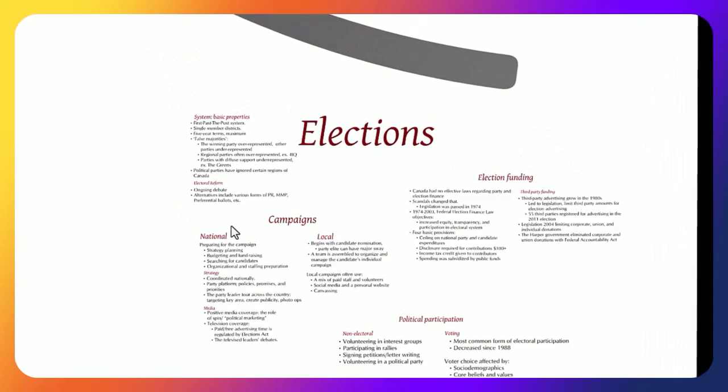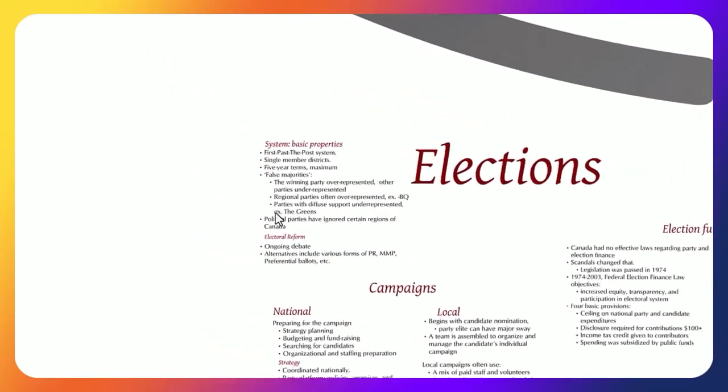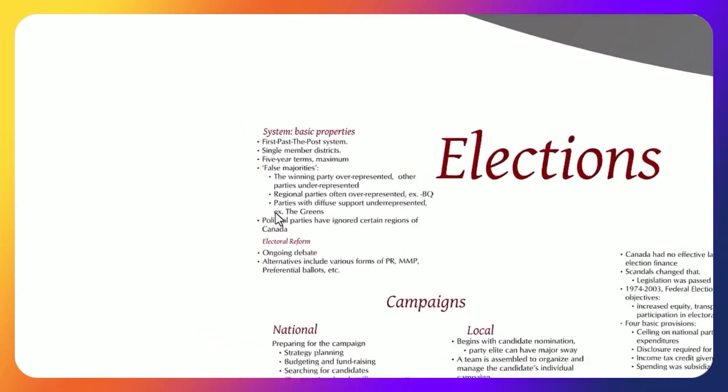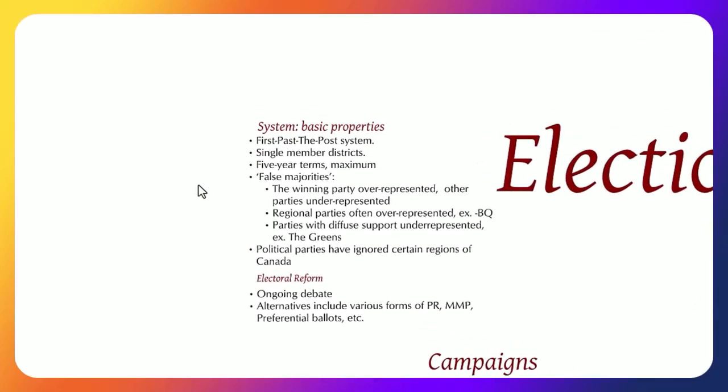First of all then, basic properties of this electoral system. It is a first-past-the-post system, which means that each riding, each constituency, each district is a single member, so there is a single person who will win the election in that constituency and be sent to Parliament. The winner, the member of Parliament, has a maximum of 5 years in term, depending on whether the Prime Minister wants to trigger an election earlier or not.